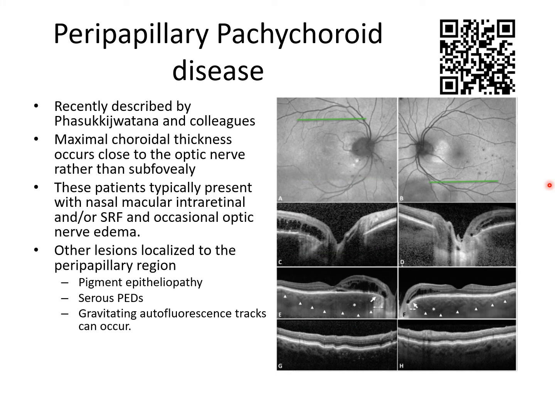So this is another patient in whom we have an autofluorescence image, and these are the OCT images which show us the pachychoroid blood vessels in close proximity to the optic nerve, and we have intraretinal fluid and subretinal fluid, and this is part of the peripapillary pachychoroid disease.